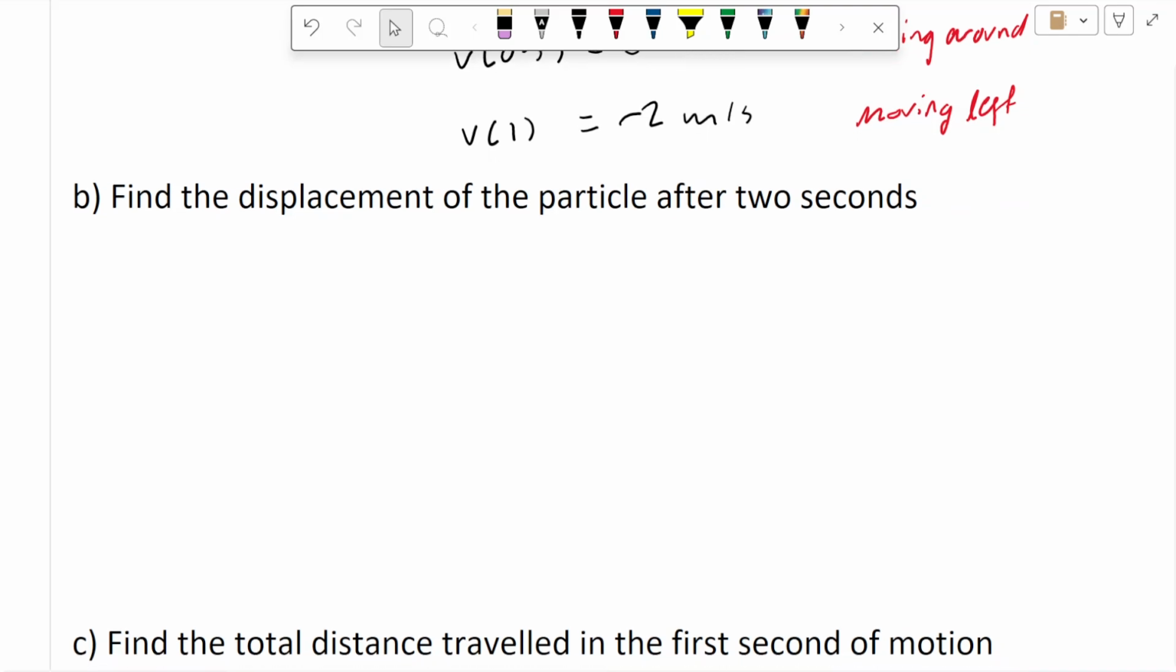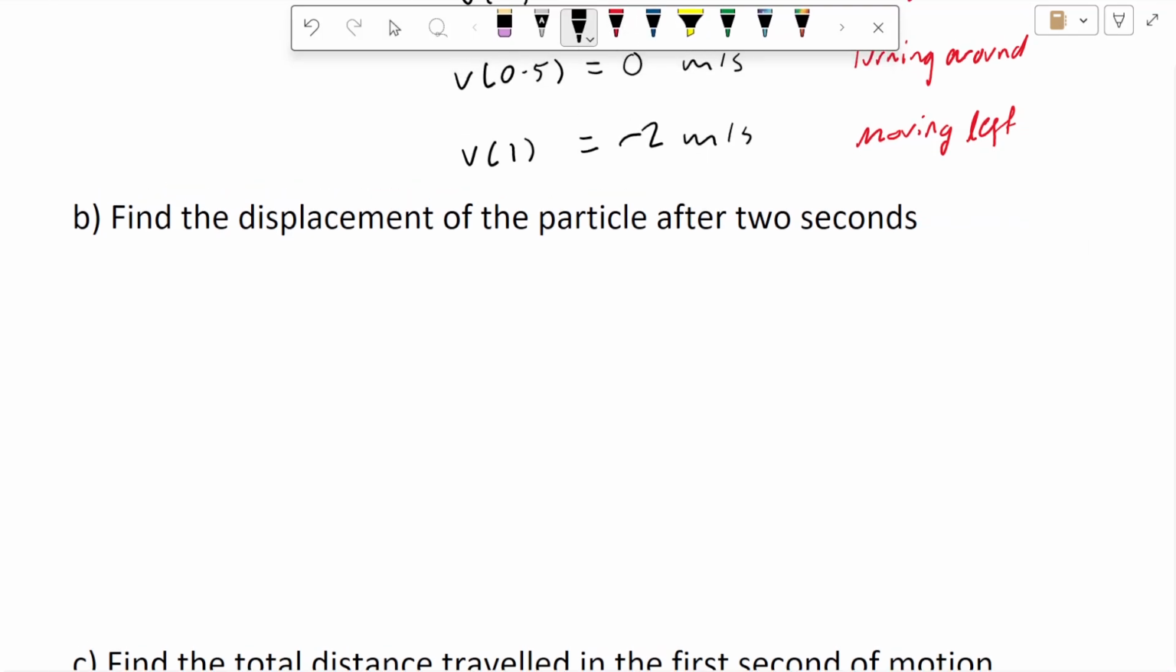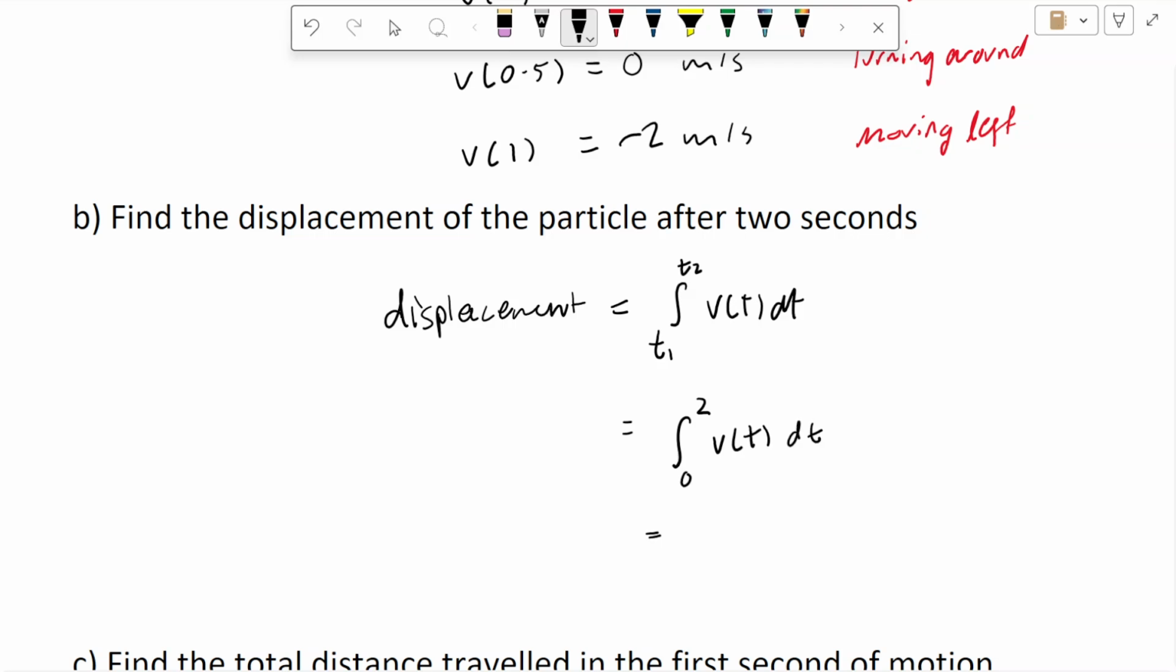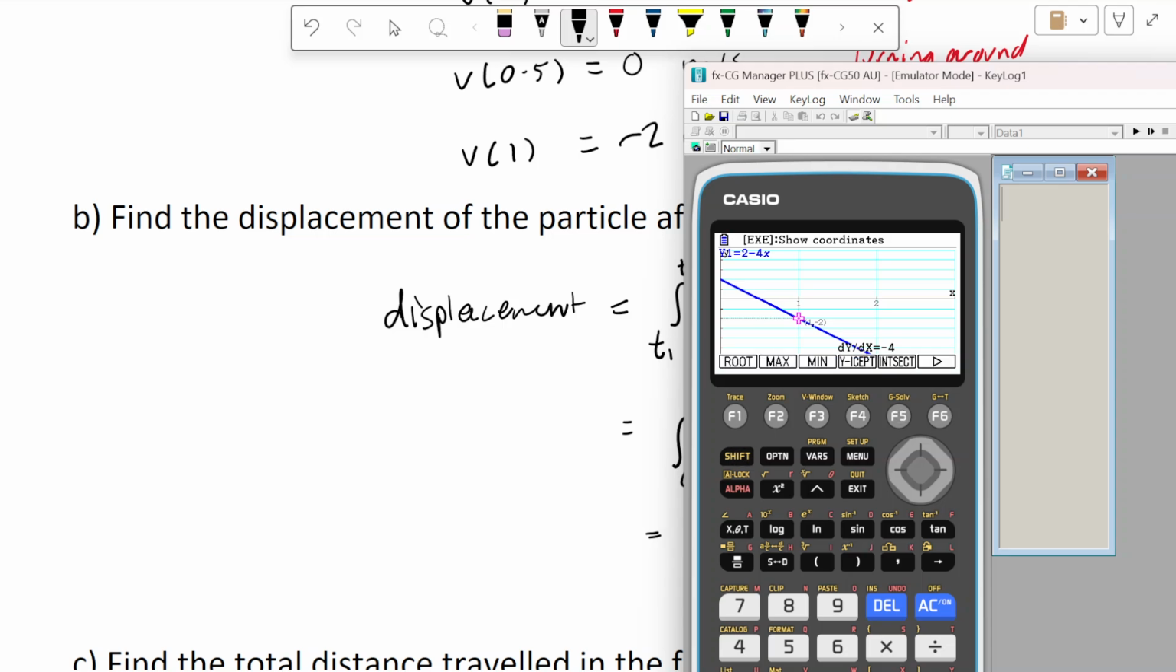Okay, find the displacement of the particle after 2 seconds. So displacement, in general, is the integral between 2 times, t1 and t2, of the velocity function. So after 2 seconds, we're integrating from 0 to 2 of the velocity function. And if we've got that graphed, we can just do the integral. So I'm going to go Shift G solve. I'm going to go mixed because we'll see why later, we'll need it. And I'm going to go from 0 to 2. It does that integral there.